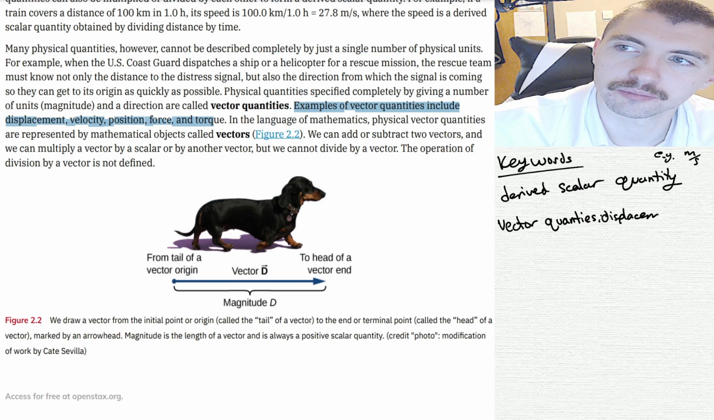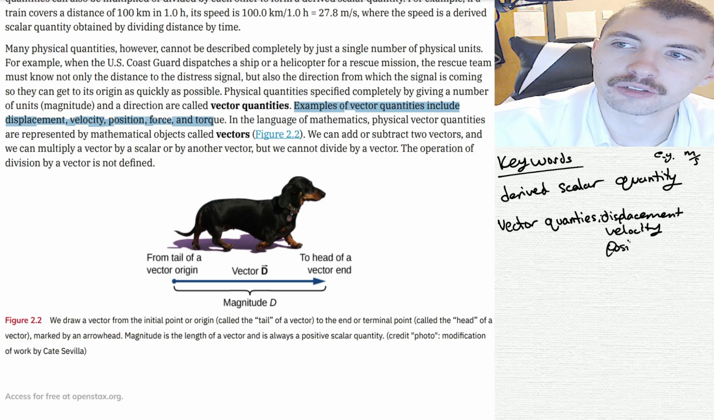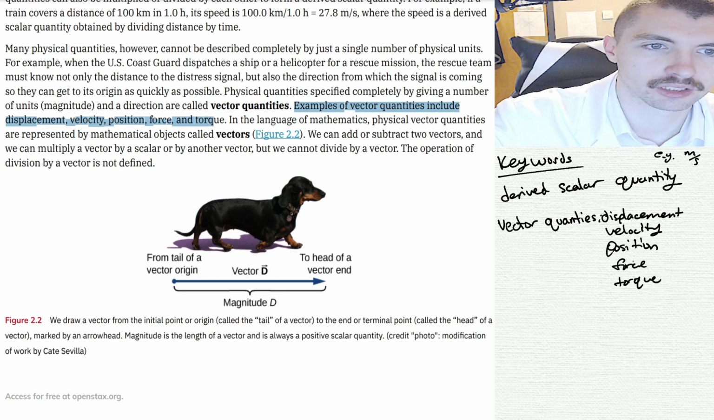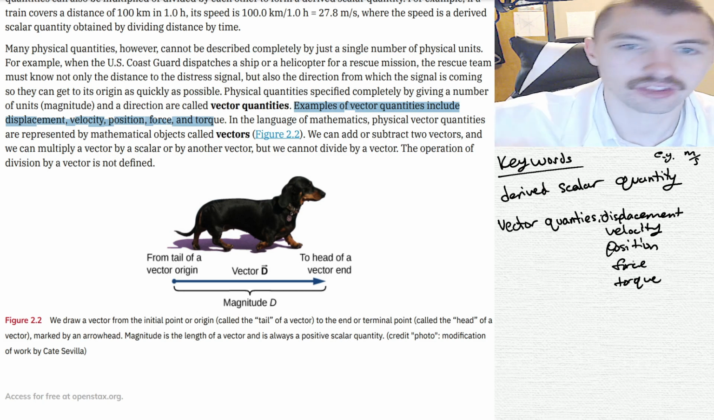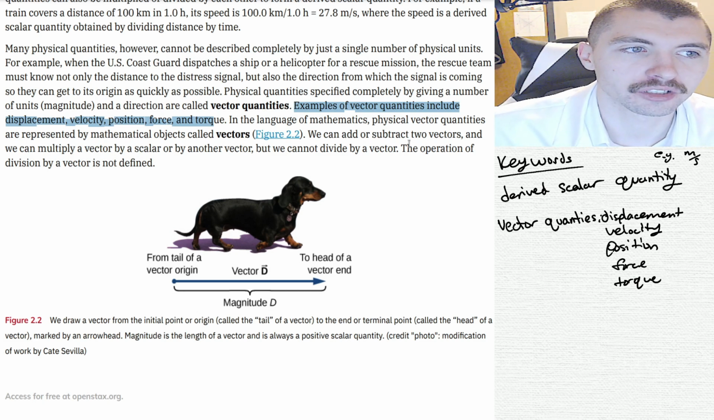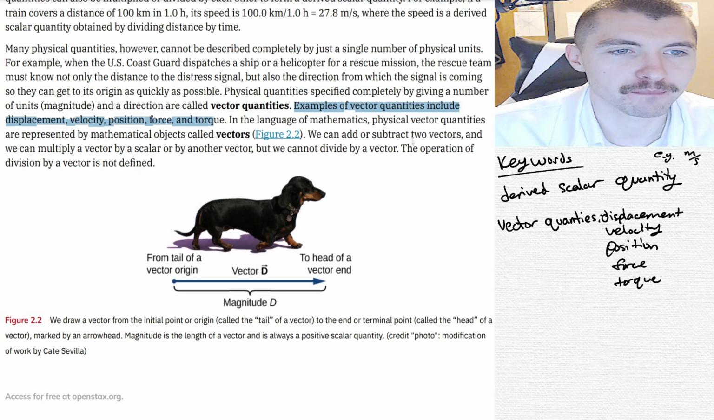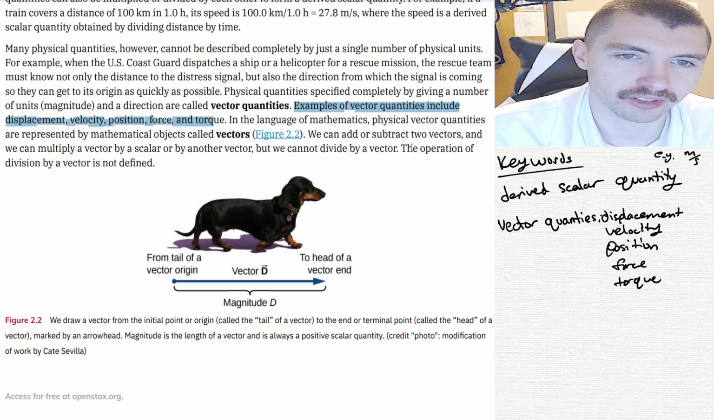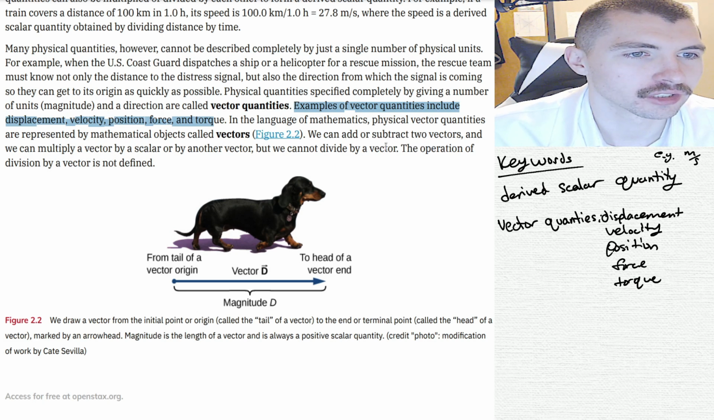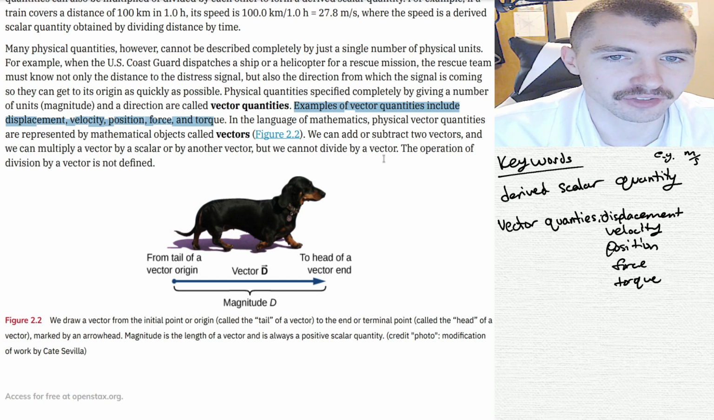Displacement, velocity, position, force, torque. In the language of math, physical vector quantities are represented by vectors. So vectors you can add or subtract, or multiply by a scalar, but we cannot divide by a vector.